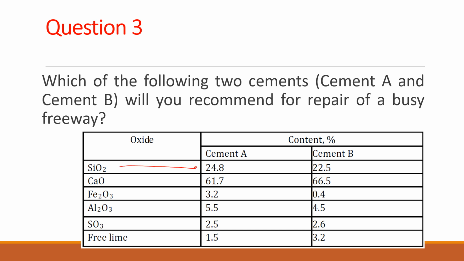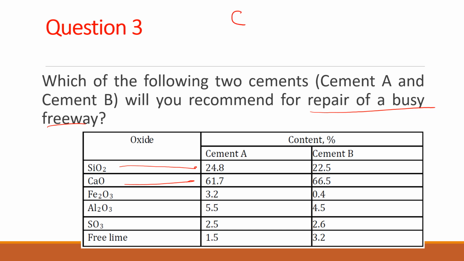Silicon, SiO2, we have 24% and 22. If you look at calcium oxide, 61 and 66. So they are not that different oxides. However, to recommend a cement for repairing a busy highway, what are we expecting in repairing a busy highway? Yes, early strength, isn't it? So which compound among the 4 is responsible for early strength?